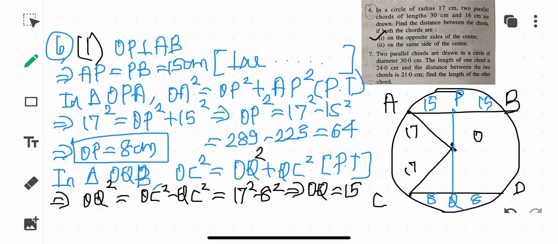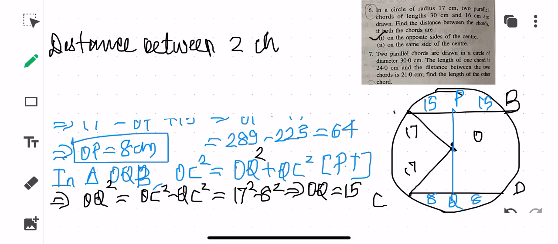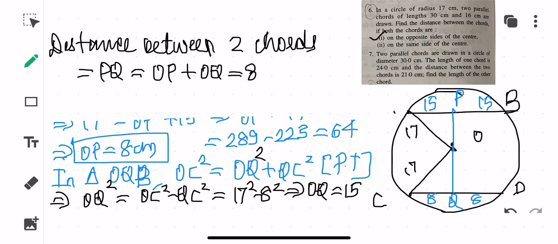Now what you have to find out, children, is the distance between both the chords. So I will write here that the distance between the two chords is equal to PQ, which is equal to OP plus OQ. OP you have calculated as 8, OQ you have calculated as 15. So this is going to be equal to 23 centimeters. This is the answer for the first sub question.